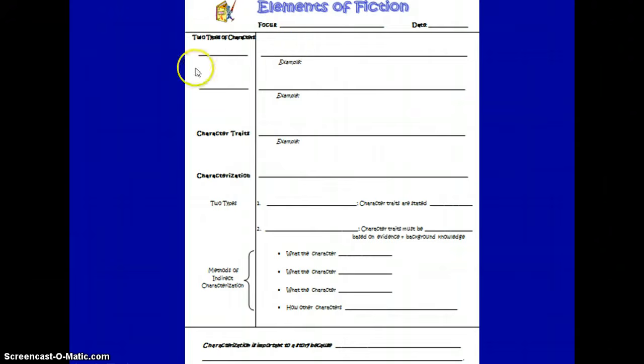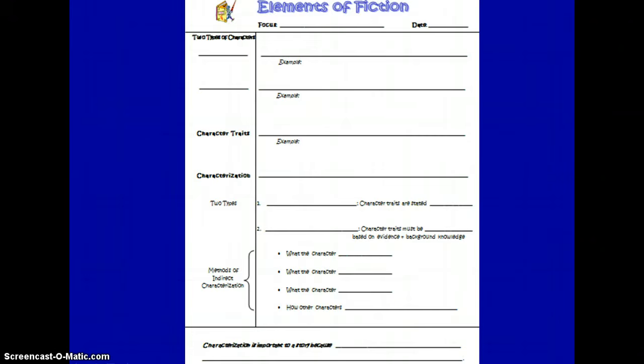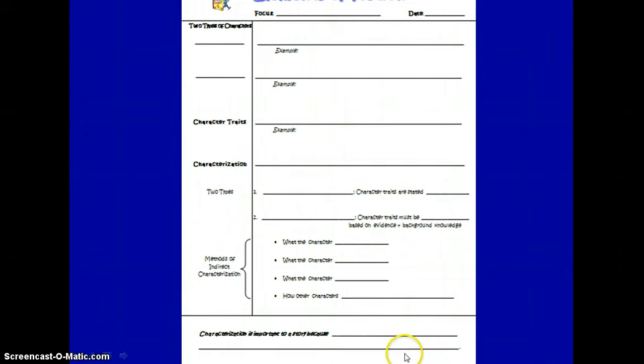If we look at the Q column on the left side of the page, you'll see that we'll be indicating the two types of characters. We'll be looking at character traits and its definition, characterization and its definition, two types of characterization, and methods of characterization. In our notes section, we'll be writing in definitions on the horizontal lines, including examples of our different definitions, and filling in some blanks for more thorough notes as we go along. By the end of our lesson today, you should be able to answer why characterization is important to a story.